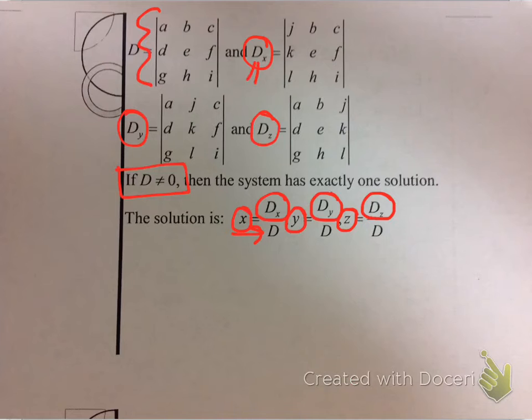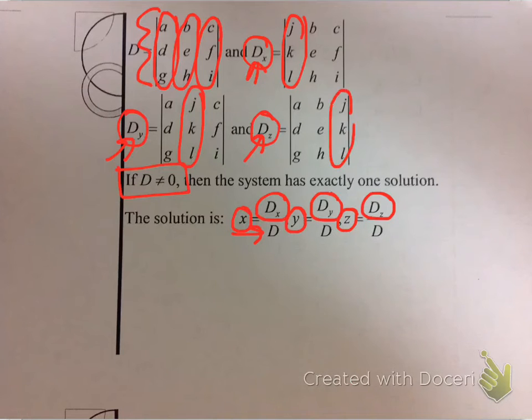So you notice here in this x determinant, it was this x column right here that got replaced with the constants. When we're solving for y, the y column of our coefficient matrix got replaced with the constants. And of course, last but not least, when we were solving for z, the z column of our coefficient matrix got replaced with the constant values.